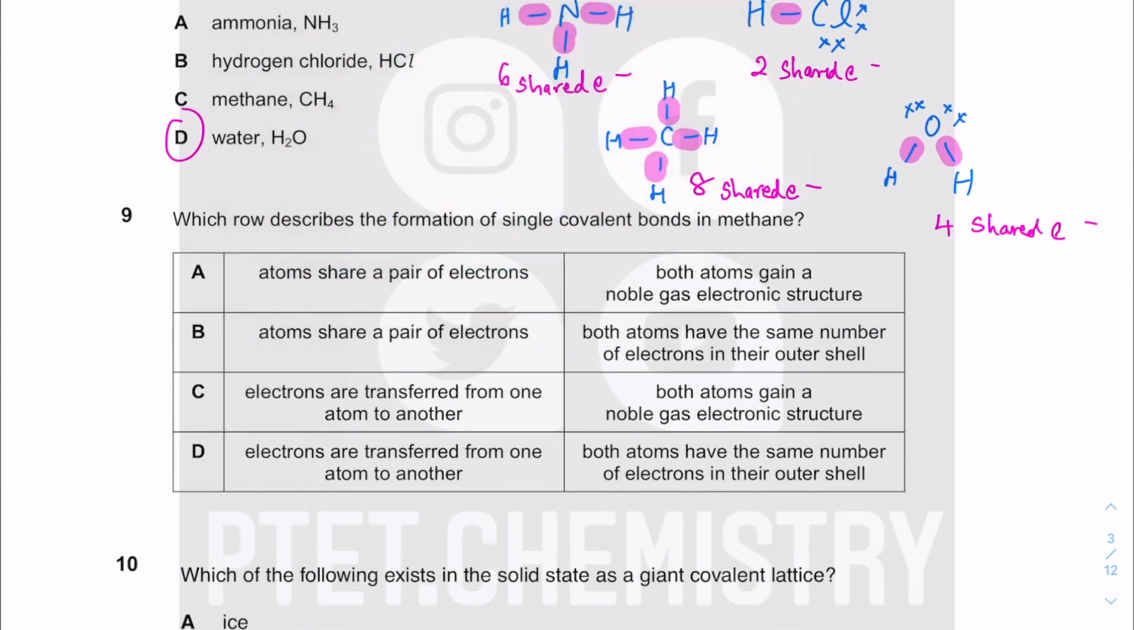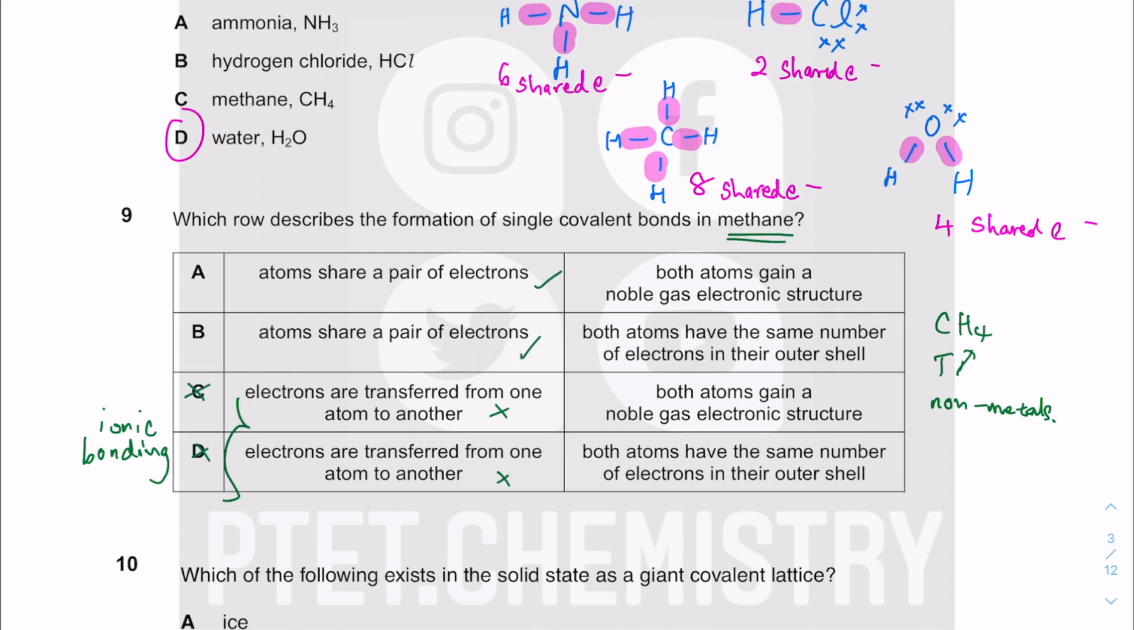Number 9, they are asking about methane. Methane is CH4. As you could see, the structure is here, so I don't really need to redraw it. It's between carbon and hydrogen, so it's between non-metal and non-metal. As part of your case studies, you know that they don't transfer electrons from one atom to the other, because that is to do with ionic bonding. This is just to do with sharing.